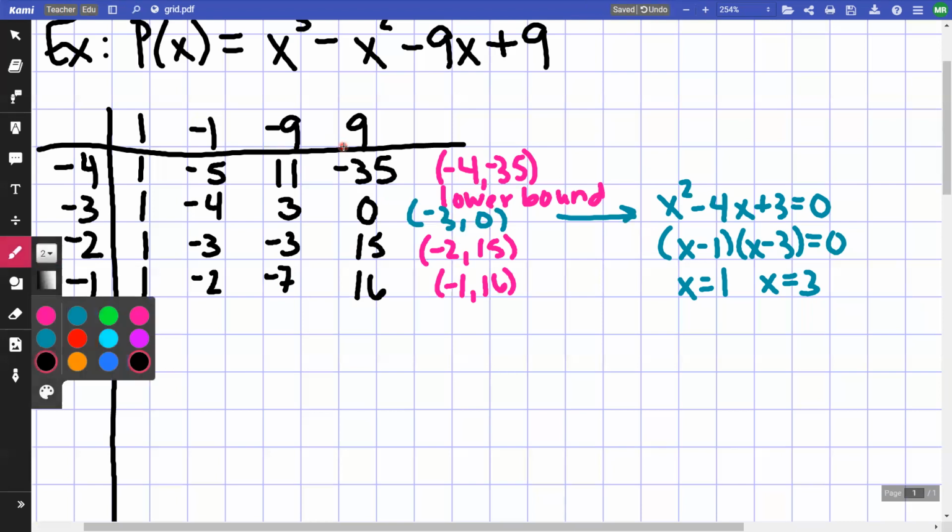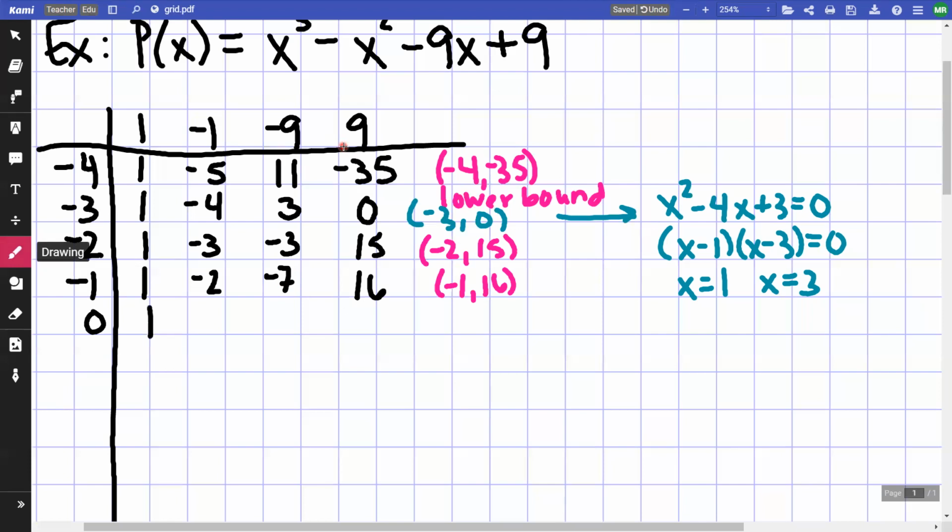Okay, so now if I do my 0, bring down my 1. Well, when I do my 0, I'm going to get this back because 1 times 0 is 0, I add it, I get negative 1. Negative 1 times 0 is 0, I add it, I get negative 9. Negative 9 times 0 is 0, I add it, I get 9. So at 0, you get that line back. That's why when I start all my problems, I always look at what I have here and go, oh, at 0, I'm at 9. Because when I put 0 here, I get the same thing back. That will be my remainder. My remainder is 9. So I have a point at 0 comma 9.